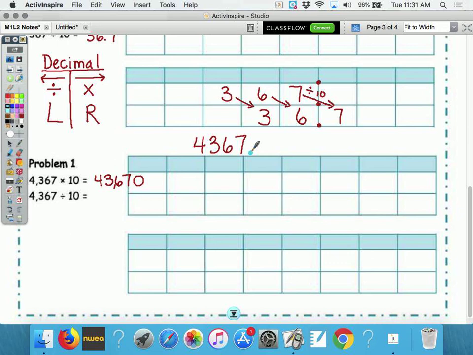And the decimal trick says what, JJ? When I divide, move it to the left. How many place values for 10? 1. So it looks like this. So I have 436.7. How are we doing? Good.